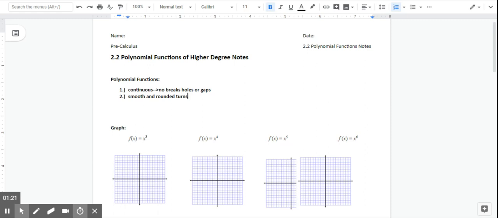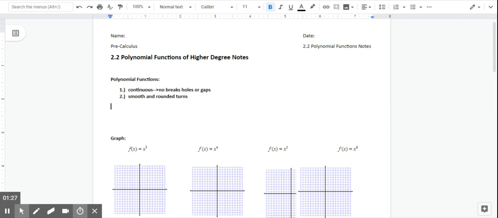Now, we also have a letter that we use in polynomials. And so this letter is n. And n is used to represent the leading coefficient's exponent, or our largest exponent. So n is used to represent the largest exponent. And that letter n will determine what kind of polynomial function we have.